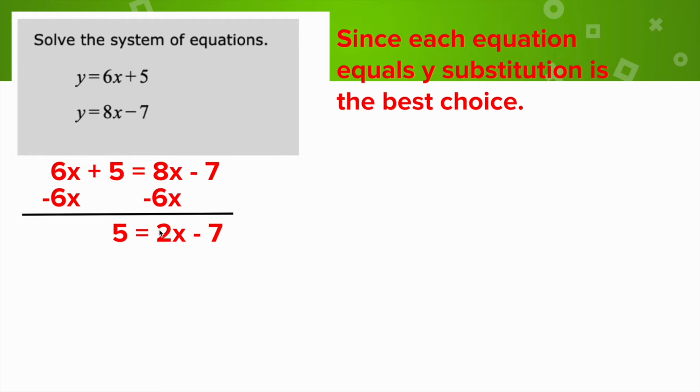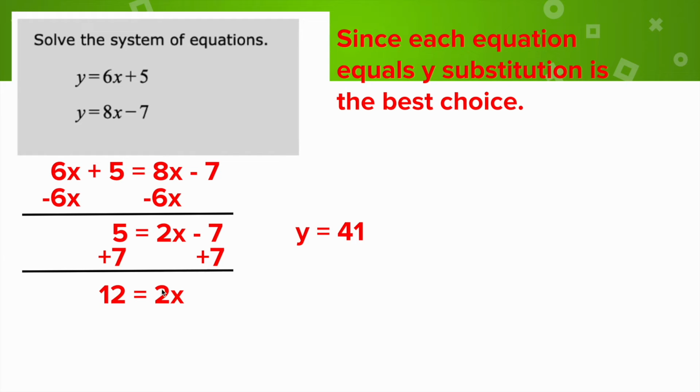So now that all my variables, my x, is on one side, I'm going to go ahead and start solving for x. So I'm going to add 7 to both sides. Oh, that animated out of order there. So I'm going to add 7 to both sides. So I have 5 plus 7. Well, that's going to give me 12. The 2x is going to drop down. Negative 7 plus 7 cancels out.